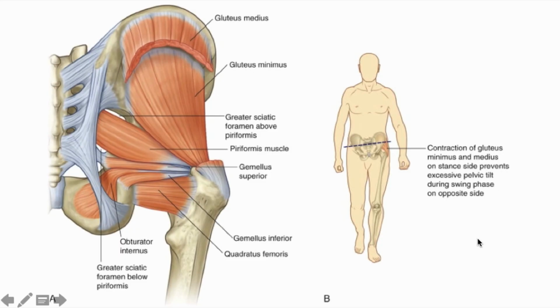So this is your deep group of muscles. Remember, the piriformis right here is the most superior of the deep group of muscles, and it's a muscle of the pelvic wall and of the gluteal region. It originates from between the anterior sacral foramina on the anterolateral side of the sacrum and passes laterally and inferiorly through the greater sciatic foramen.